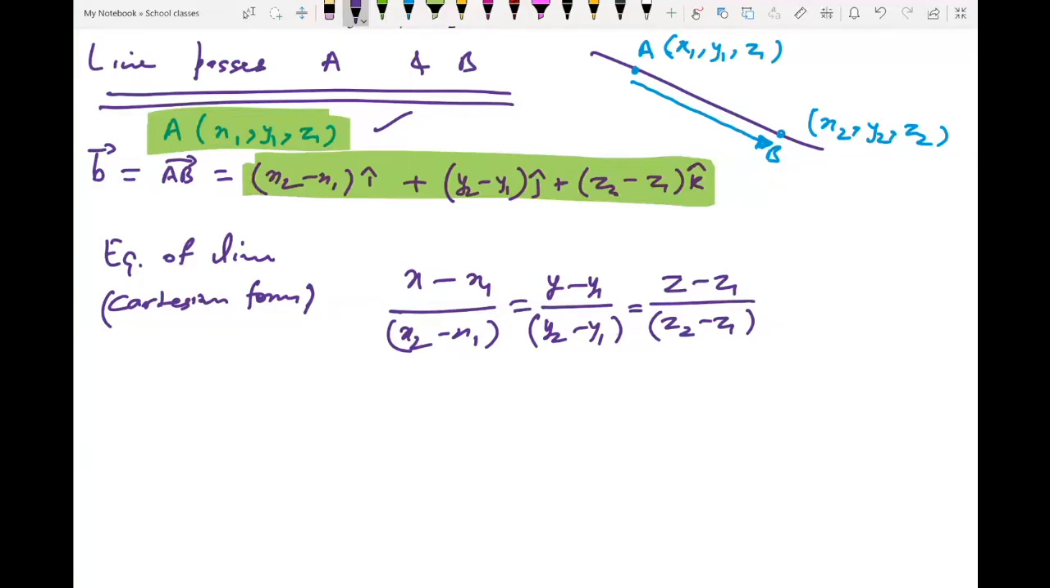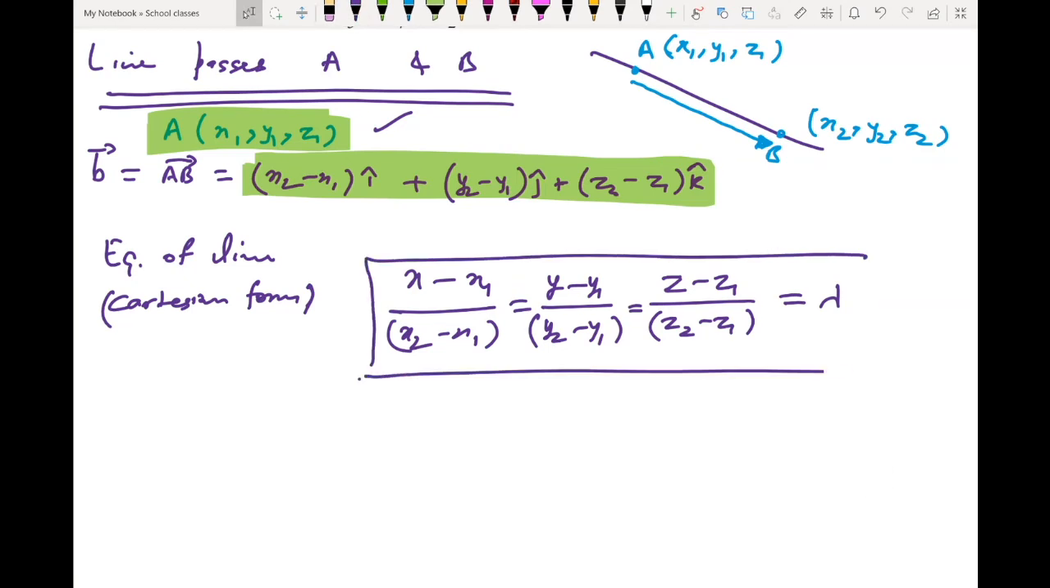So we can say the line is parallel to the AB vector. How to find the AB vector? I told you, the AB vector will be the position vector of B minus the position vector of A. So beta, this is the equation of a line when a line passes through 2 points. And what will be the vector form?